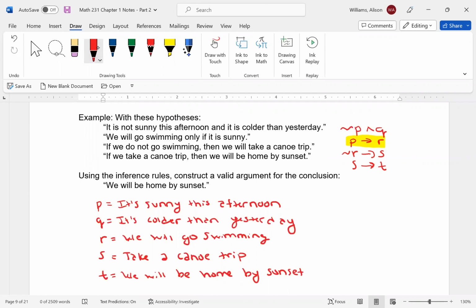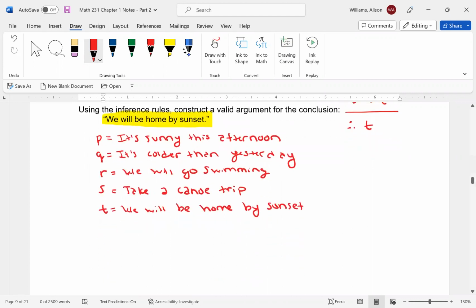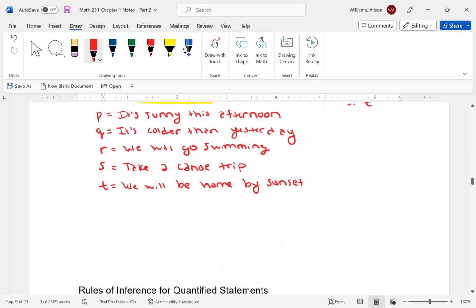Okay, so here we go. We want to basically figure out if these premises are going to lead us to the conclusion. Oops, I thought I was still in the highlighter. To this conclusion, we will be home by sunset. In other words, we're saying that this is supposed to give us T. All right. So we're going to use the inferences and the premises to see if we can push out T as a conclusion. Okay. So here we go. Let's start with the first inference.